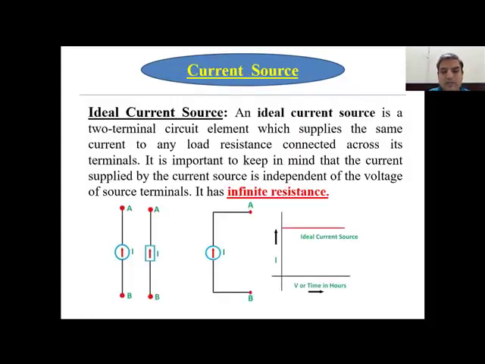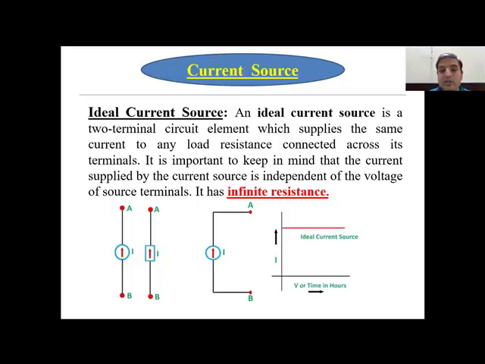So the current source, you can see the symbol diagram. Two diagrams are there. One is the rectangle symbol diagram. One is a circular diagram. You can see in both shapes we have shown an arrow. The arrow gives the indication about the direction of flow of the current.